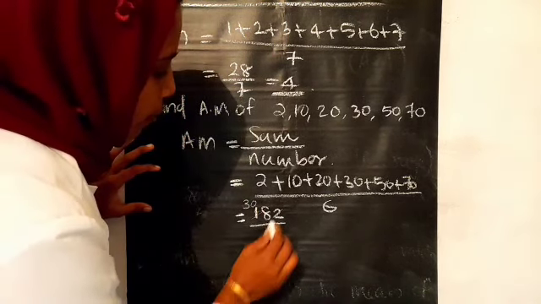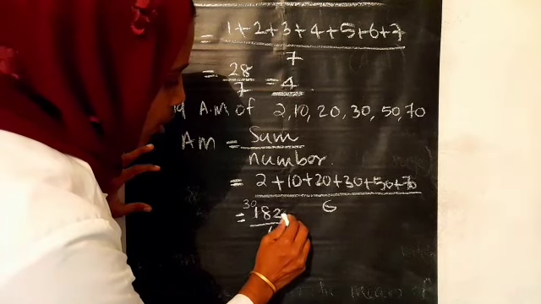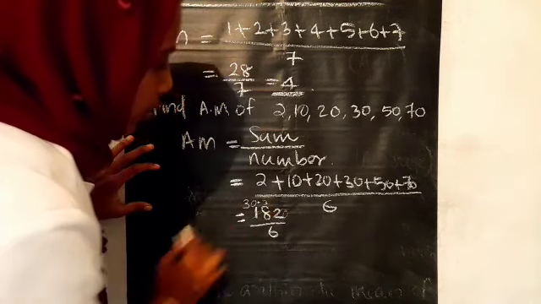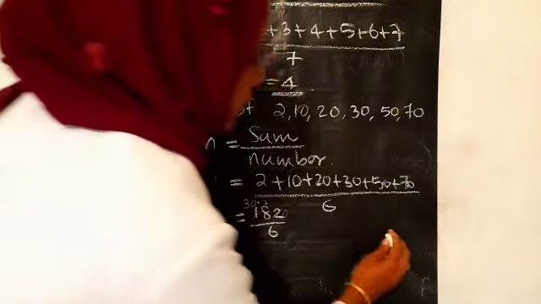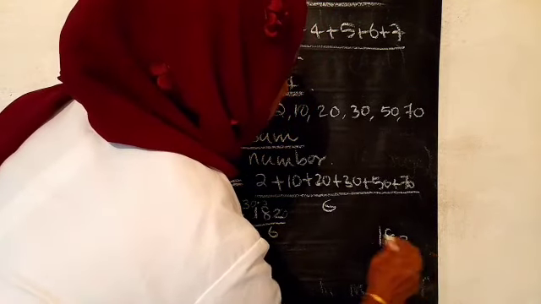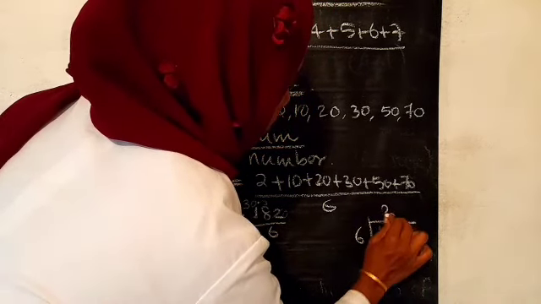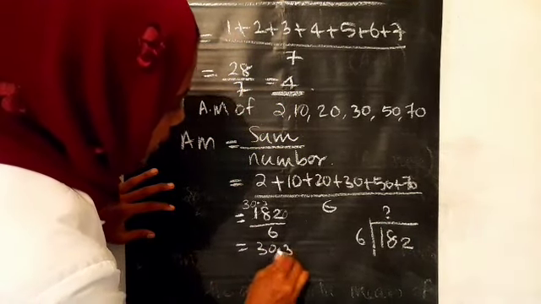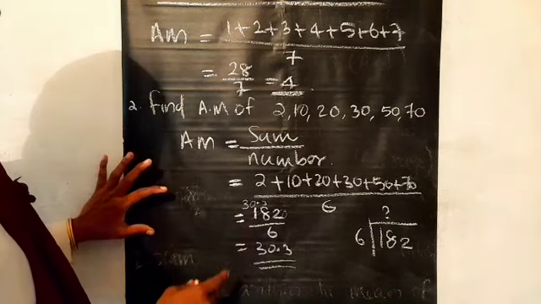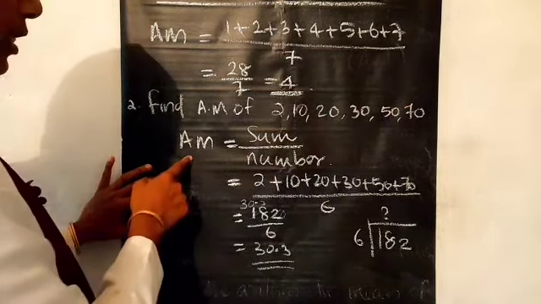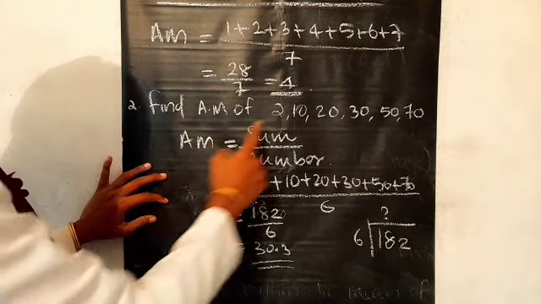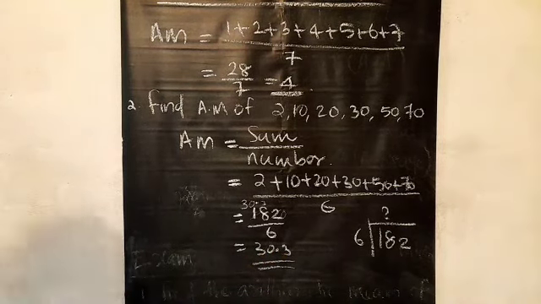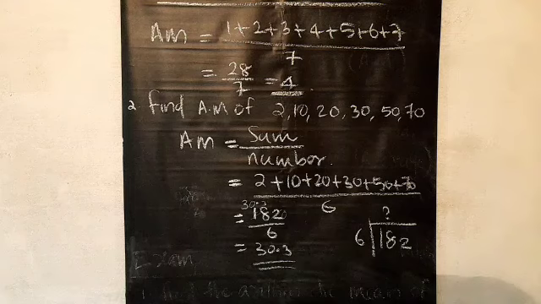We get a 0 and we put a point here, and how many 6 in 20? Again 3. This is the cutting method. You can use this one also: 182 divided by 6. What is the answer, students? 30.3. 30.3 is the correct answer for this arithmetic mean. So the arithmetic mean of these numbers is 30.3, right? I think you understood this very well. If you have any doubt, you can ask me.